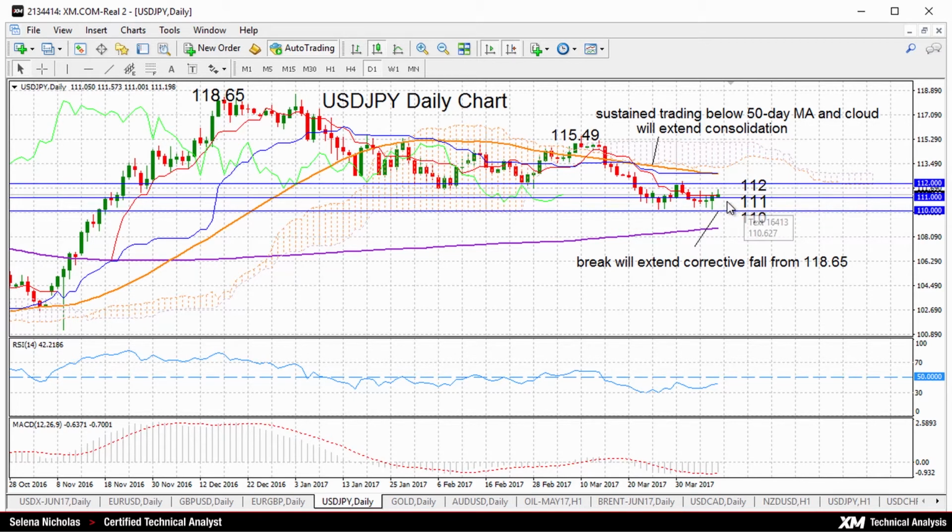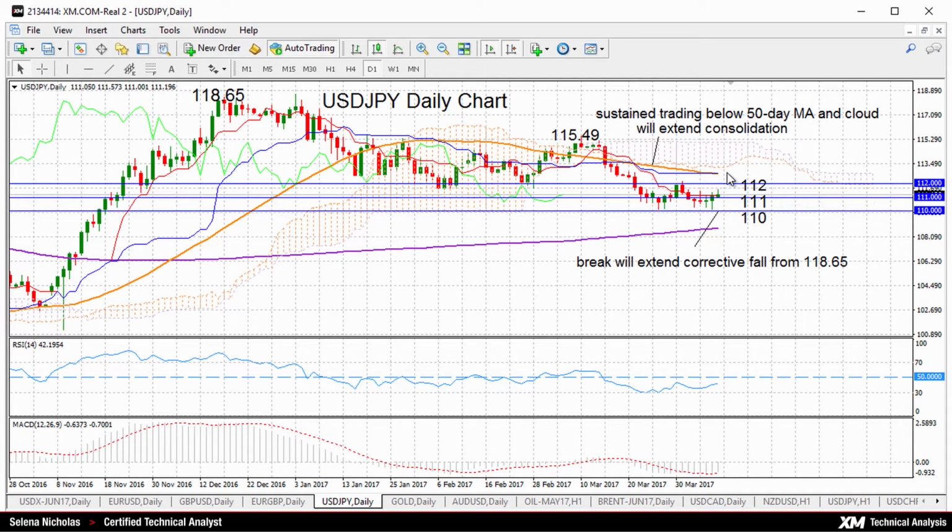Prices are basically just pivoting around the 111 level, and to the upside, resistance is 112, and to the downside, support is at 110. So if this key support level is broken, we'd see an extension of the fall from 118.65, and we'll head lower. But we need to see a clear break above at least the 112.77 area, which is where the 50-day moving average is right now, in order to trigger a more prolonged recovery to the upside.